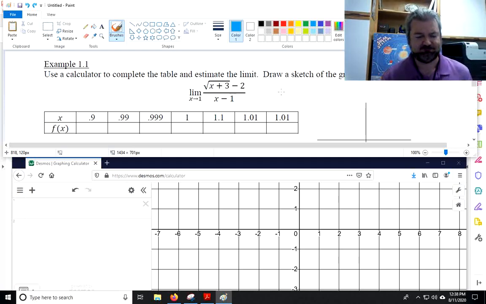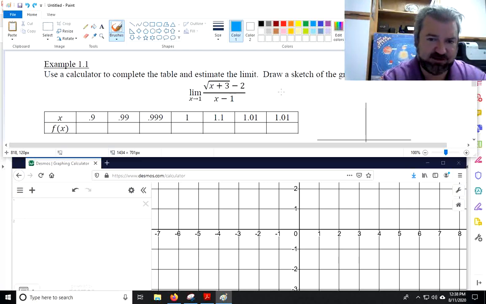So what is a limit? Well, non-formally, it means what is the value that this function is approaching when x gets really close to 1. So we're going to look and see what value it is. So it makes sense that we should evaluate some values really close to 1.